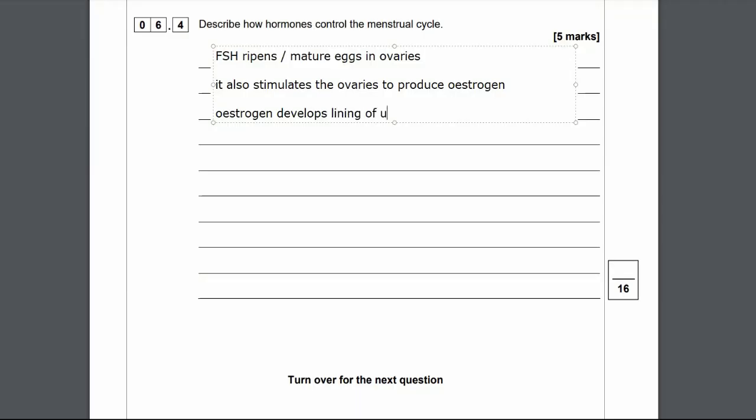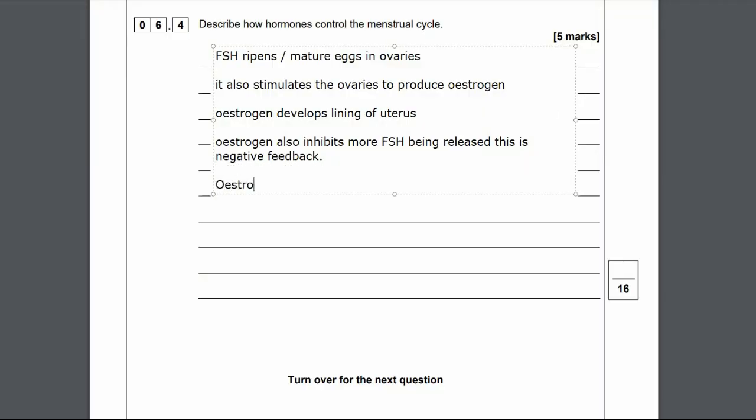This causes the ovaries to produce estrogen, which develops the lining of the uterus. Interestingly, the estrogen operates by negative feedback and inhibits any more FSH being released. If you think about it, this is sensible. Why would you mature or ripen more eggs? It would be a waste. If you're now getting ready for a possible pregnancy, you don't want any more eggs to ripen. So the estrogen inhibits the action of any more FSH and reduces it.